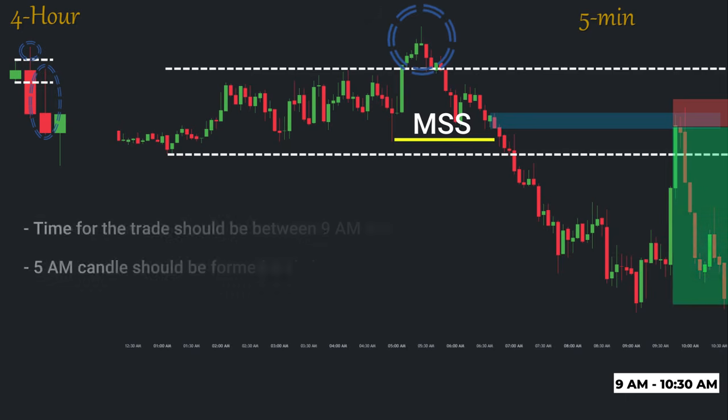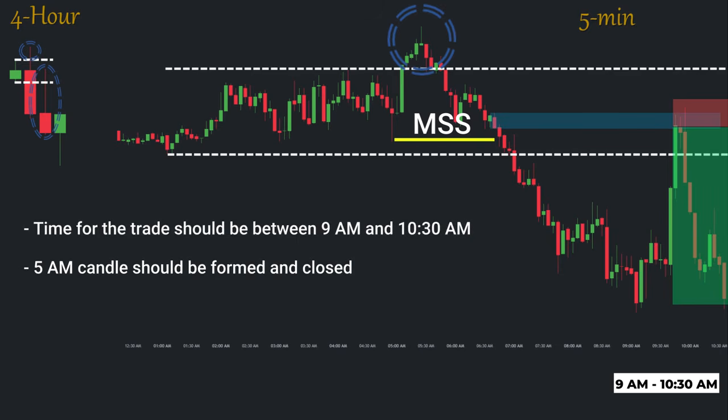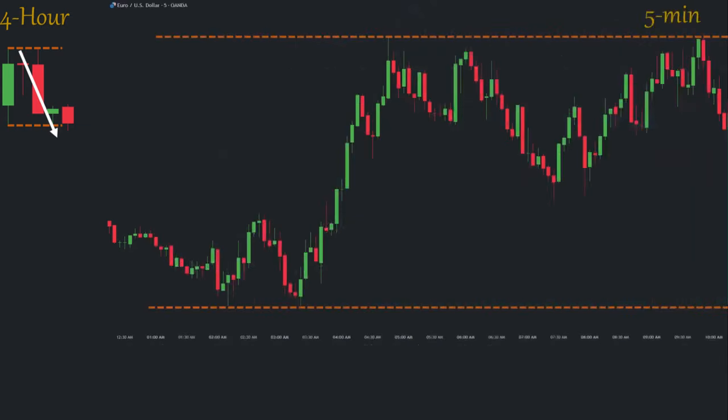Please remember that the entry time for the trade should be between 9 a.m. and 10:30 a.m. This means the 5 a.m. candle should be formed and closed to ensure confirmation from the turtle soup and the market structure shift. Let's pay close attention to the 5-minute time frame of this chart. The market has once again formed a turtle soup, followed by a market structure shift. However, why is this pattern not suitable for entering a trade?